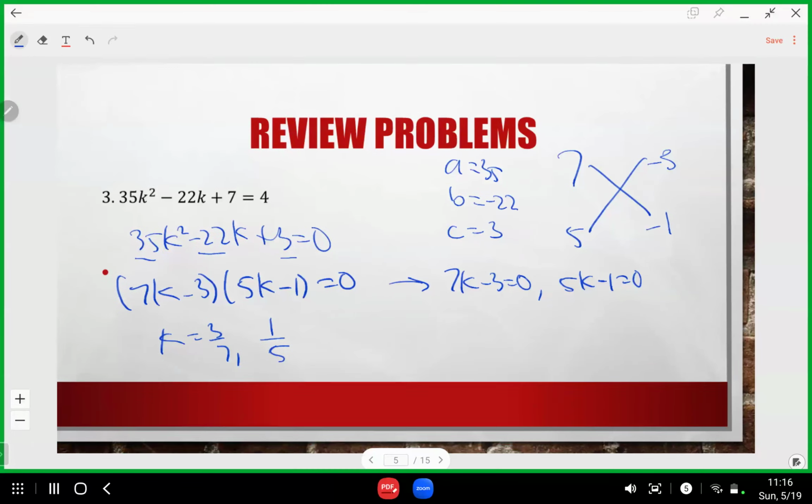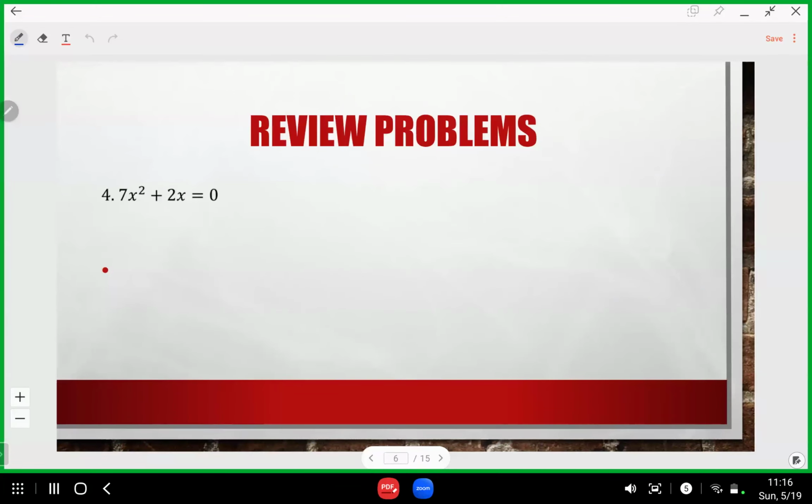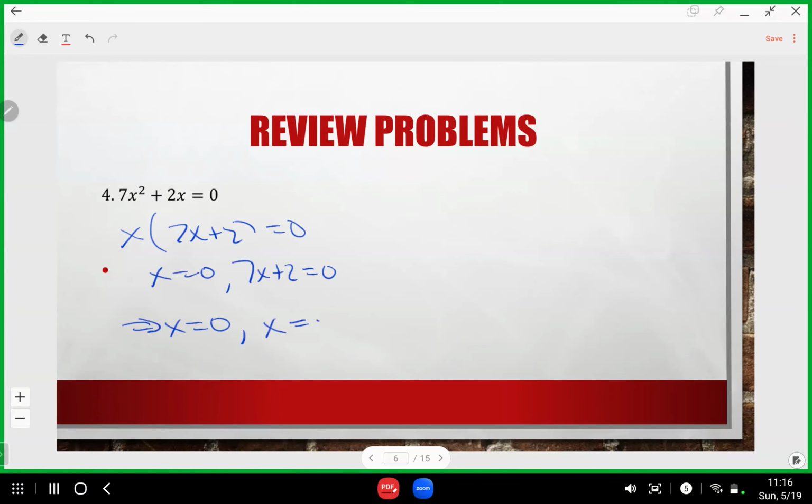Okay, so now we have this one, which we don't actually need to do much factoring on. Factor out the x: x times 7x plus 2 is equal to 0. So x is equal to 0, and 7x plus 2 is equal to 0, so x is also equal to negative 2/7. Okay.